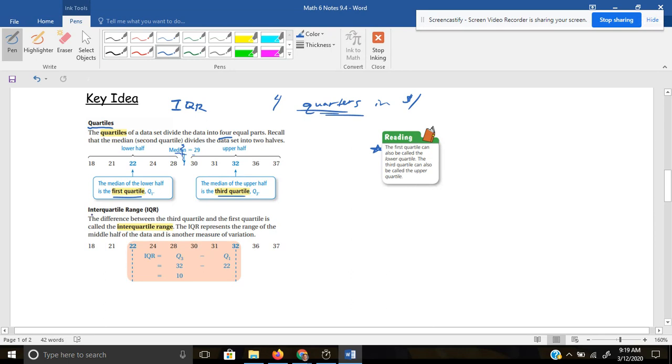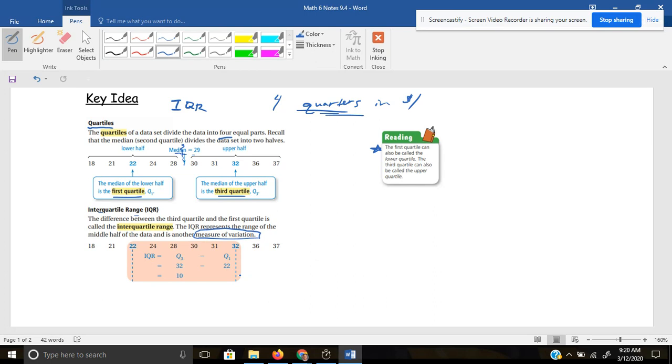To find the interquartile range, you take the difference between the third quartile and the first quartile, so you subtract these two. The IQR represents the range of the middle half of the data and is another measure of variation. Just like we did range first today, now we'll do interquartile range. It's another measure of variation, of how much your data can vary or change, right? IQR represents the range of the middle half of the data, right?